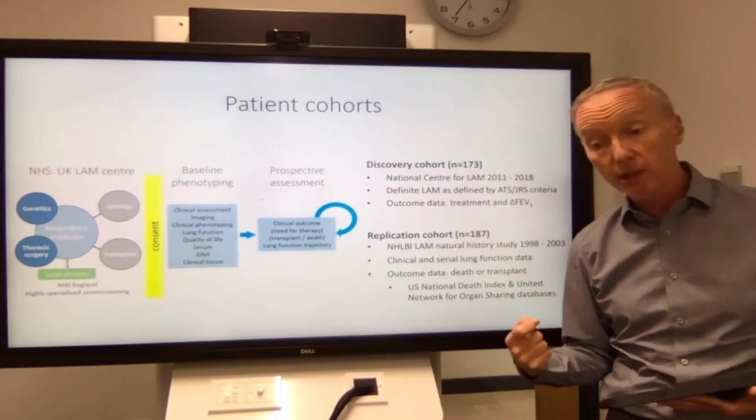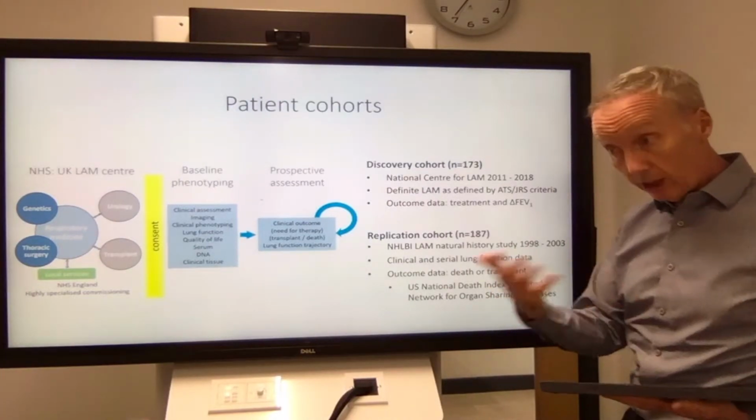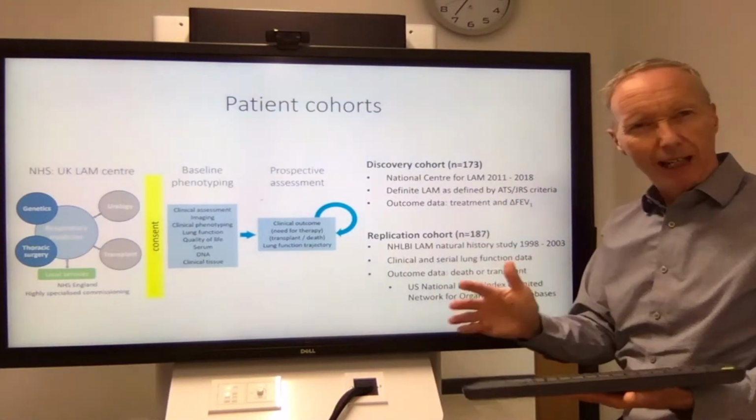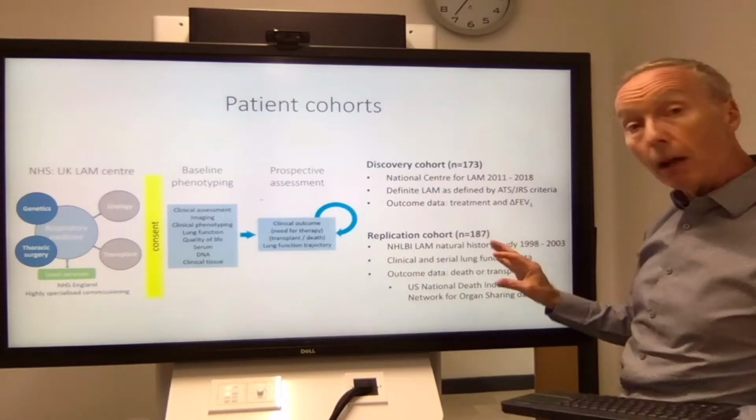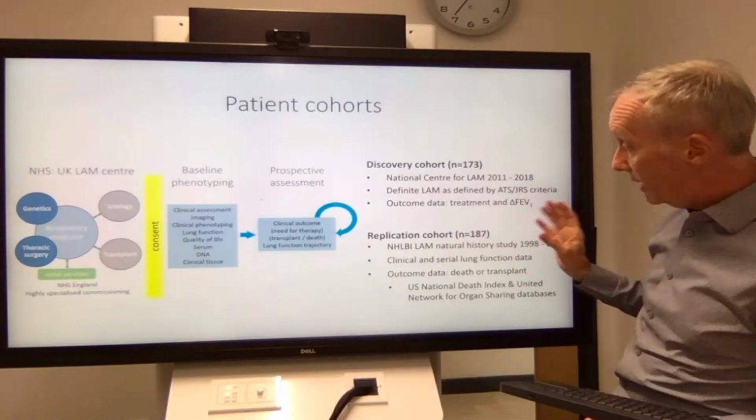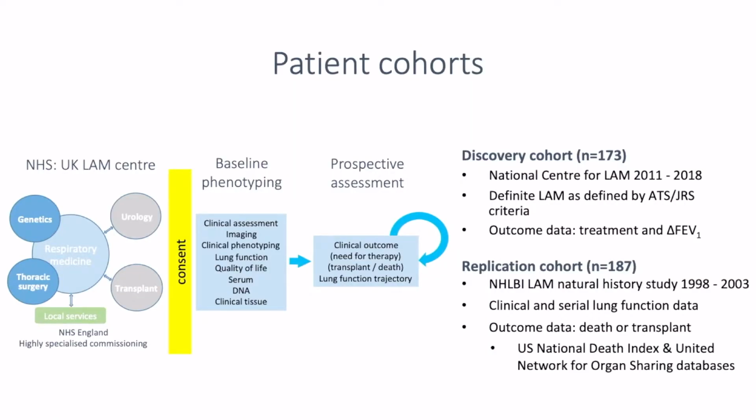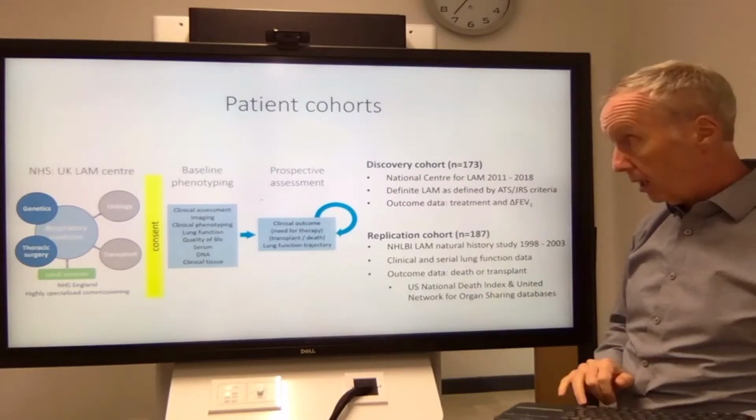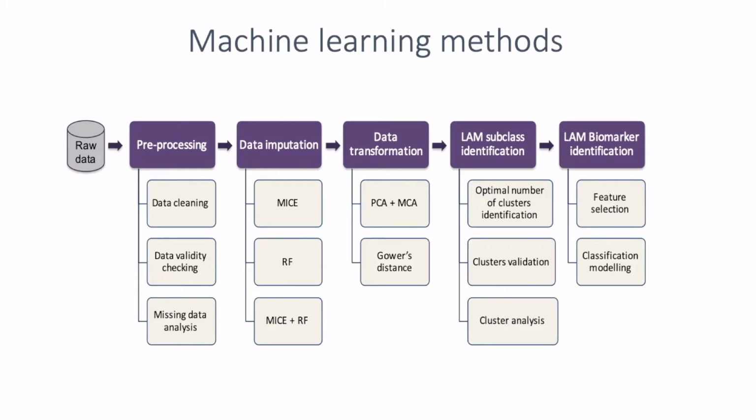Whenever you do one of these types of studies, you then have to repeat it in another group of patients to make sure that this wasn't just a one-off finding because your group of patients is different from other groups of patients. So for this replication cohort, we used another large group, nearly 200 patients from the National Heart, Lung and Blood Institute registry in America, where they collected similar but not identical data over a different period of time. The other thing about the NHLBI cohort is that there's long-term outcome data because it was collected a long time ago. So we then use these machine learning methods on all of these bits of data.